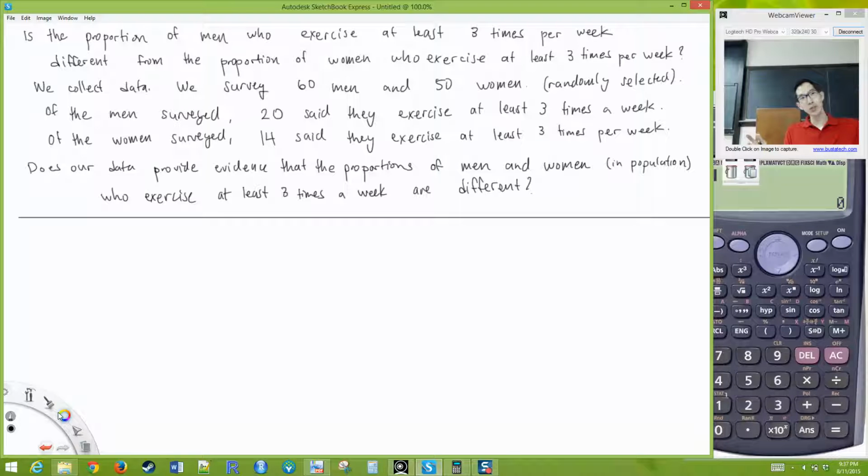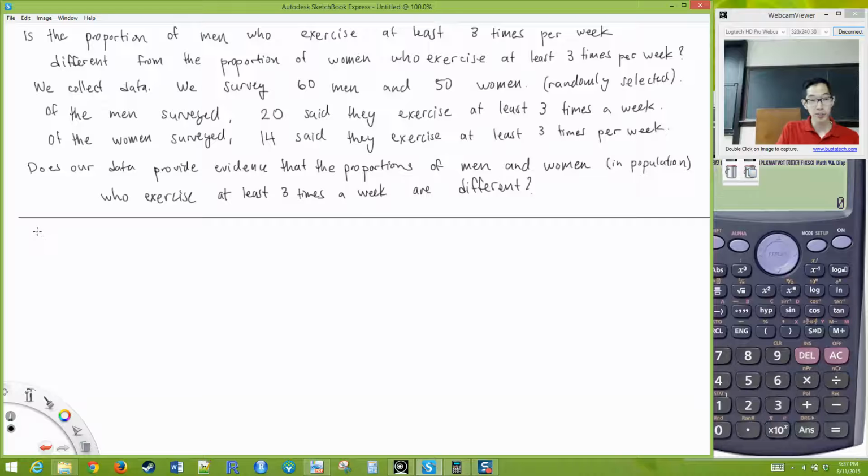Okay, we surveyed some men, we surveyed some women. We asked, do you exercise at least 3 times a week? They say yes or they say no. All right. We're assuming everybody's telling the truth. Maybe they're not, but we're going to assume they're all telling the truth. We're assuming this is a random sample and all of that good stuff.